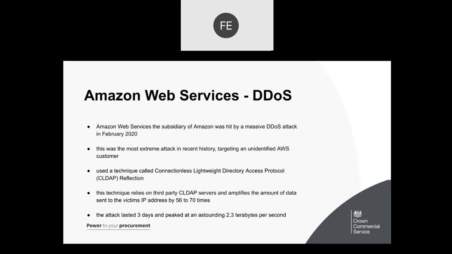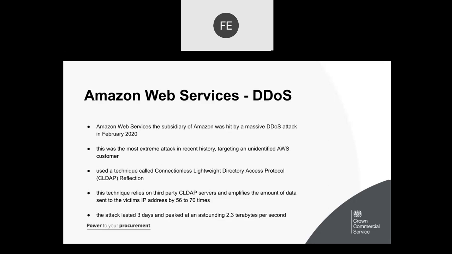There was also Amazon Web Services, which was the DDoS. Amazon Web Services, the subsidiary of Amazon, was hit by a massive DDoS attack in February 2020. This was the most extreme attack in recent history, which was targeting an unidentified AWS customer. The hackers used a technique called Connectionless Lightweight Directory Access Protocol, or CLDAP reflection. It's a bit of a mouthful.